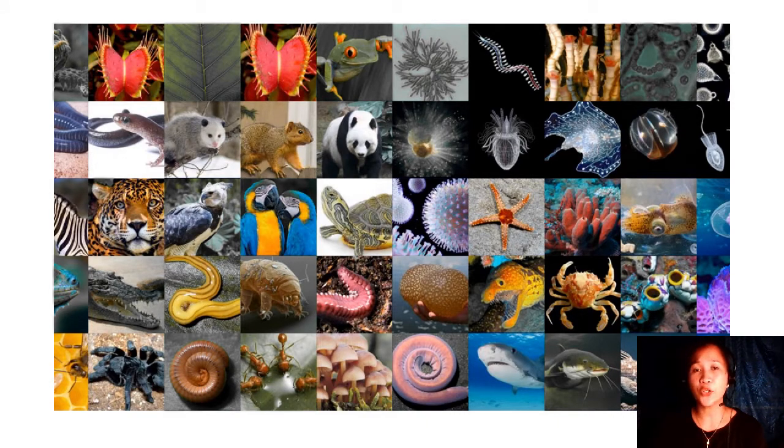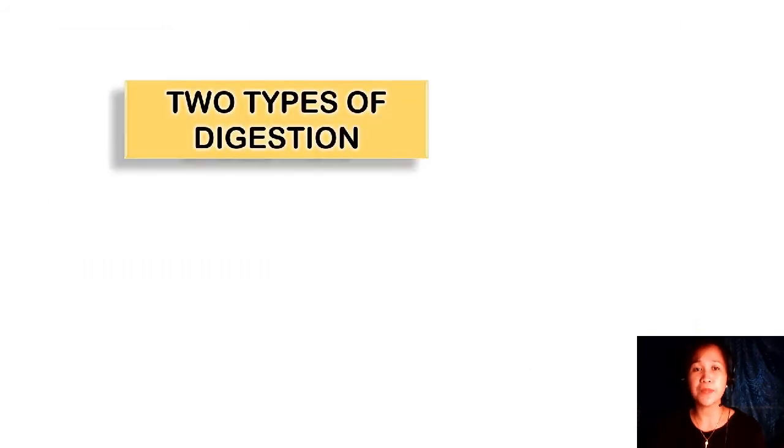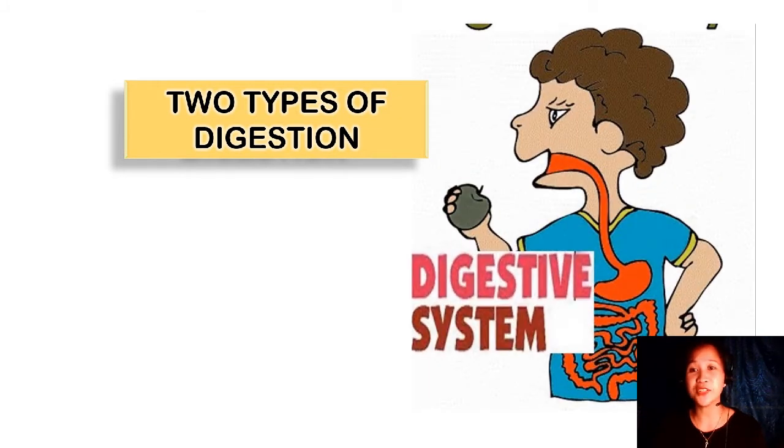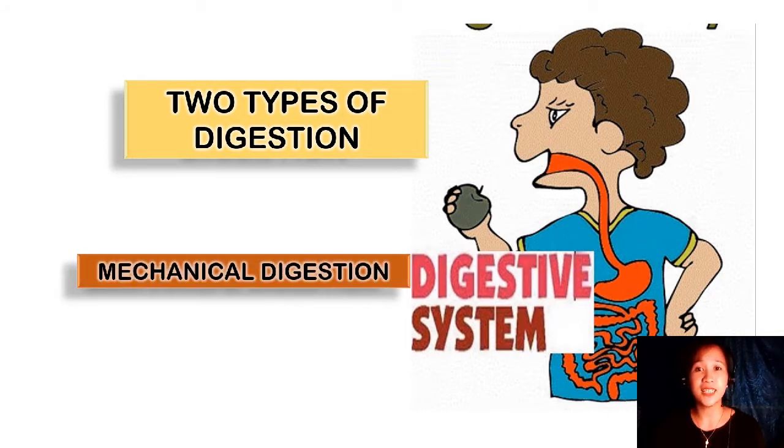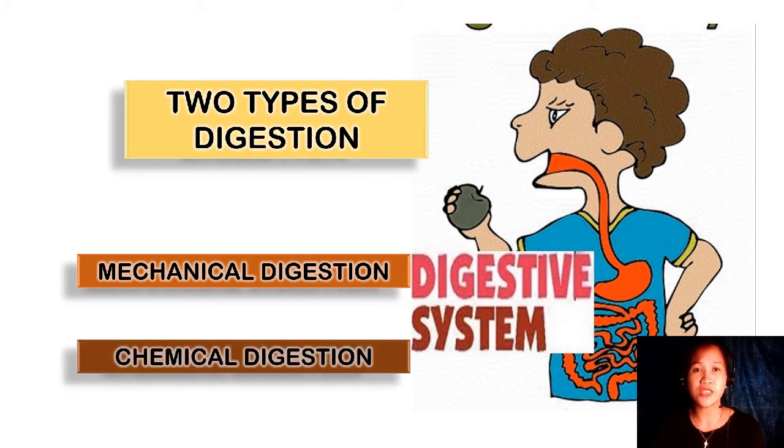Different species or organisms have different ways of digesting their food. In humans, we have two types of digestion. Digestion starts in the mouth, where food is chewed and broken down into smaller pieces for easier digestion. This is what we call mechanical digestion. Initial chemical digestion also starts in the mouth, but this is carried out by enzymes.